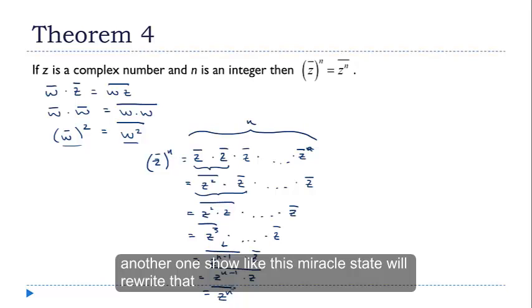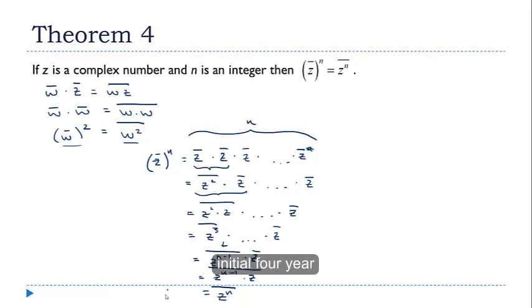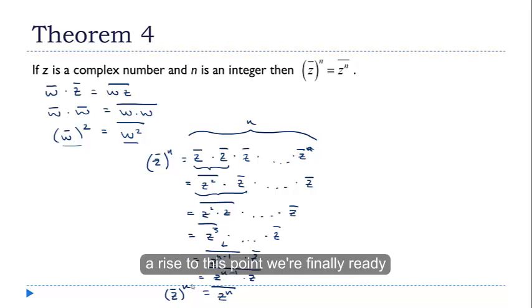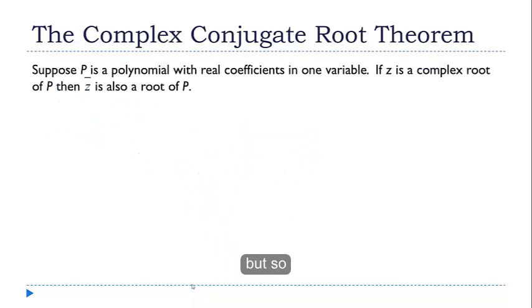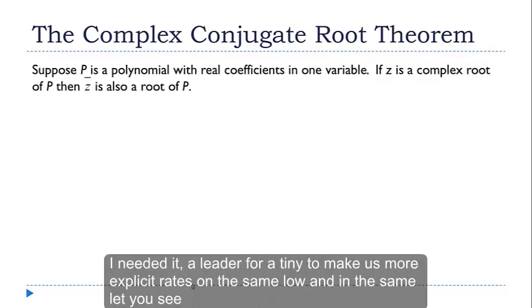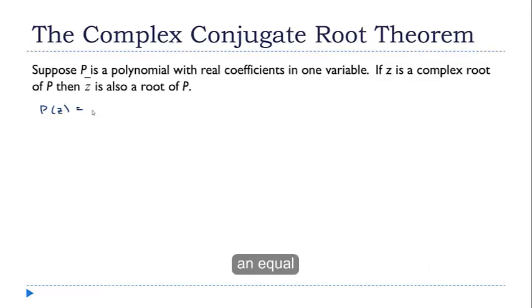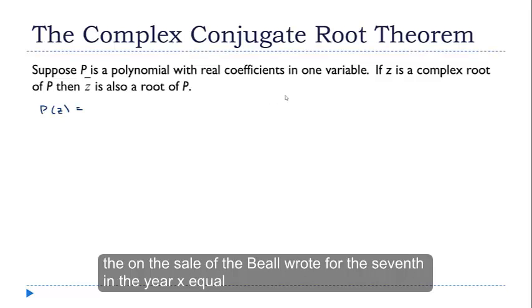That's my original statement. I'll rewrite that initial part here. And you can see that's what we wanted to show. All right, so at this point, we're finally ready to hit this complex conjugate root theorem. So I need to do kind of what we did before. I need to make this more explicit. I'm going to say, let P of Z equal... you see, I want Z to be the root.